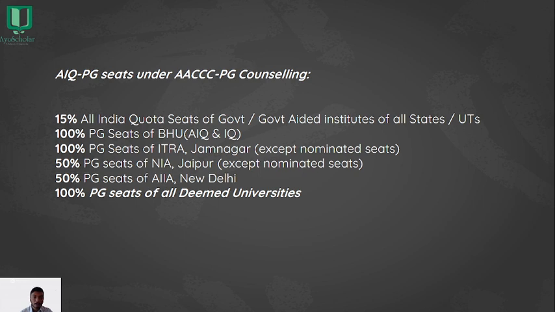quota, Central Government Nomination. We know that central government nomination is claimed for two national institutes, that is IPGTR and NIA, as well as GAC Guwahati. And coming back, 50% of PG seats of National Institute of Ayurveda Jaipur and 50% of PG seats of All India Institute of Ayurveda New Delhi. And 100% of PG seats of all deemed universities are being offered only under AACCC PG online counseling.